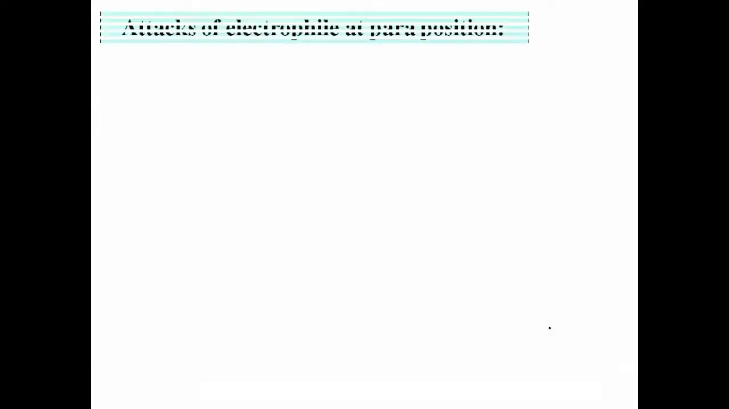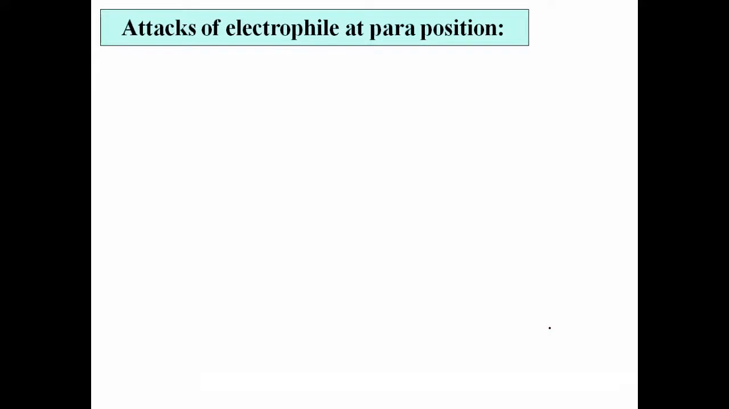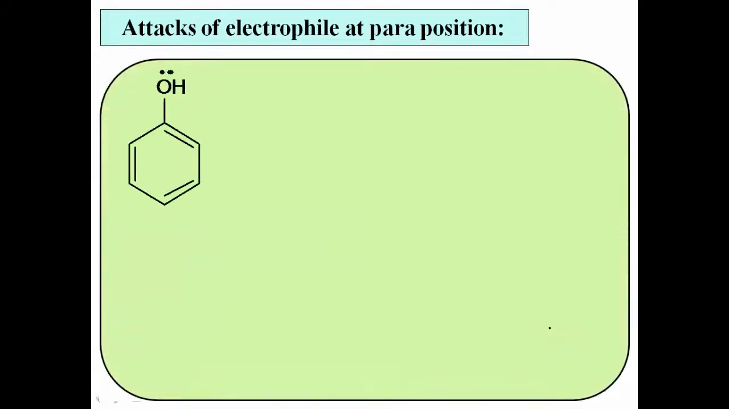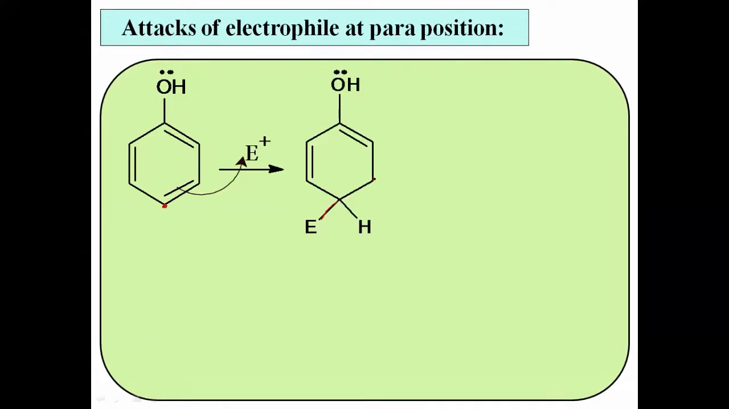Now let us see what happens when attack of electrophile takes place at para position. I will take the same example of phenol. Suppose phenol comes in contact with the electrophile. Then suppose it attacks at the para position. This pi bond undergoes breaking and there is a formation of a new bond between this para position and the electrophile. Now what about the second carbon of the aromatic ring? Now it acquires positive charge and we get the intermediate carbocation, which is also called Arenium ion.